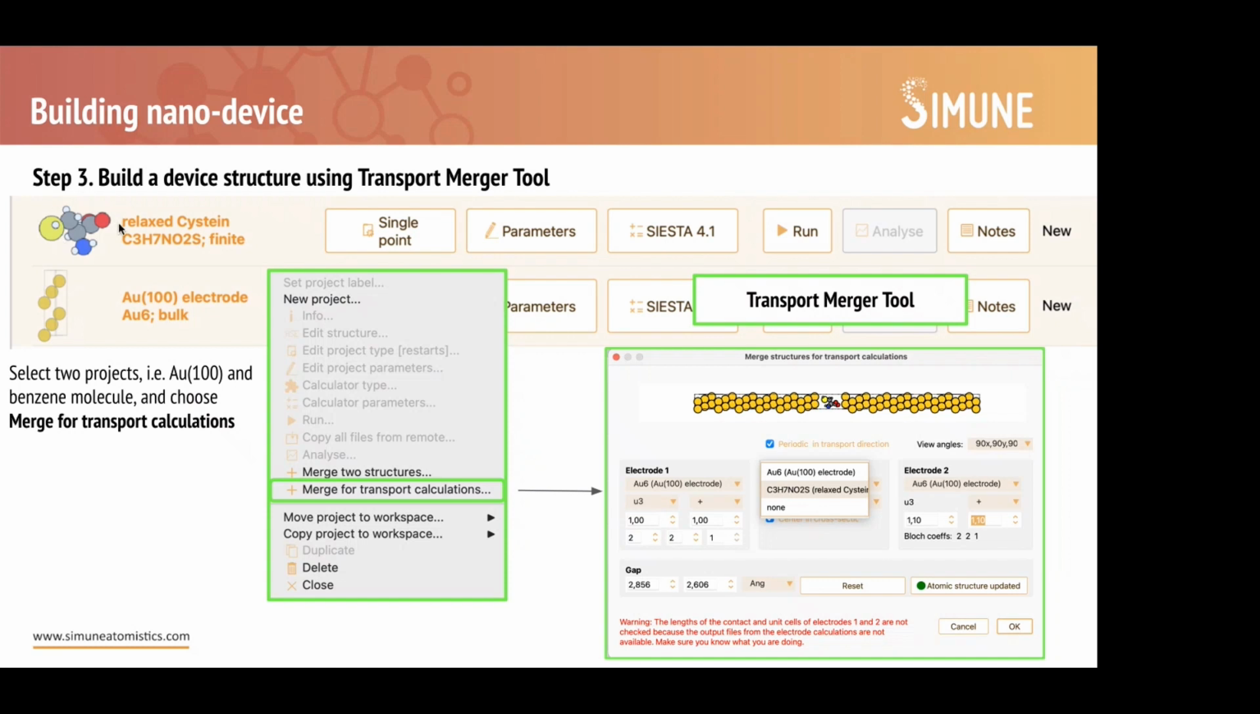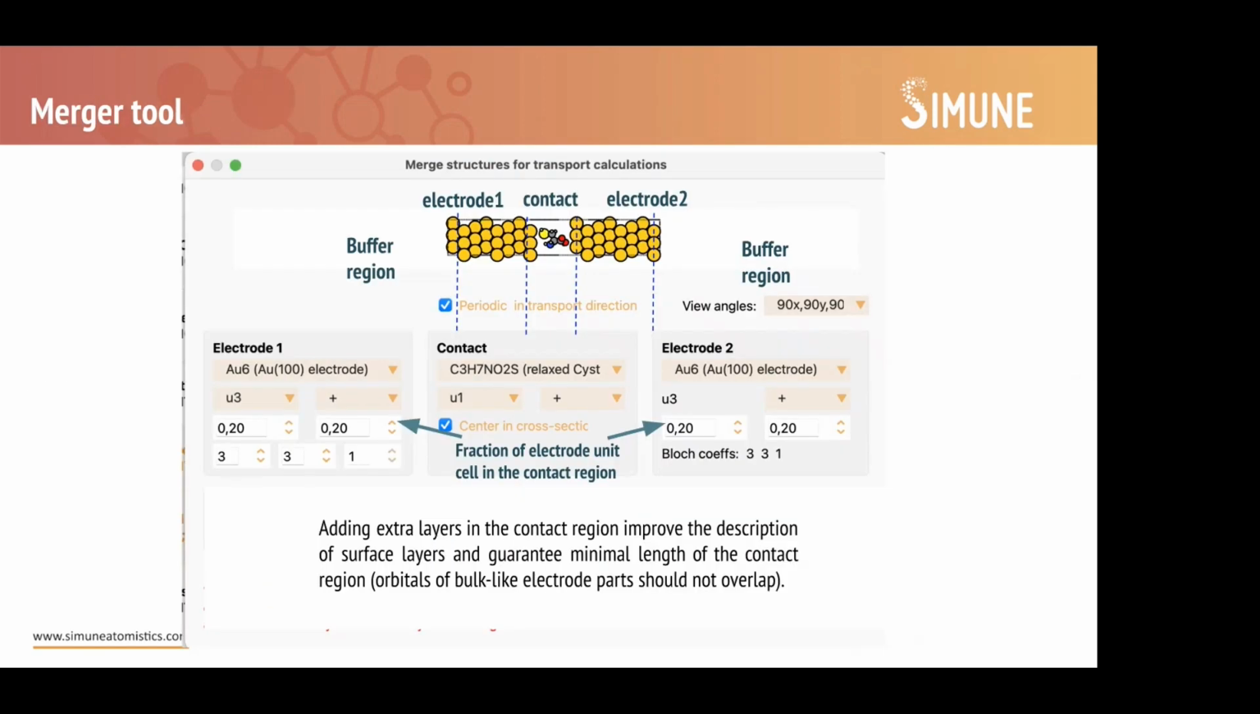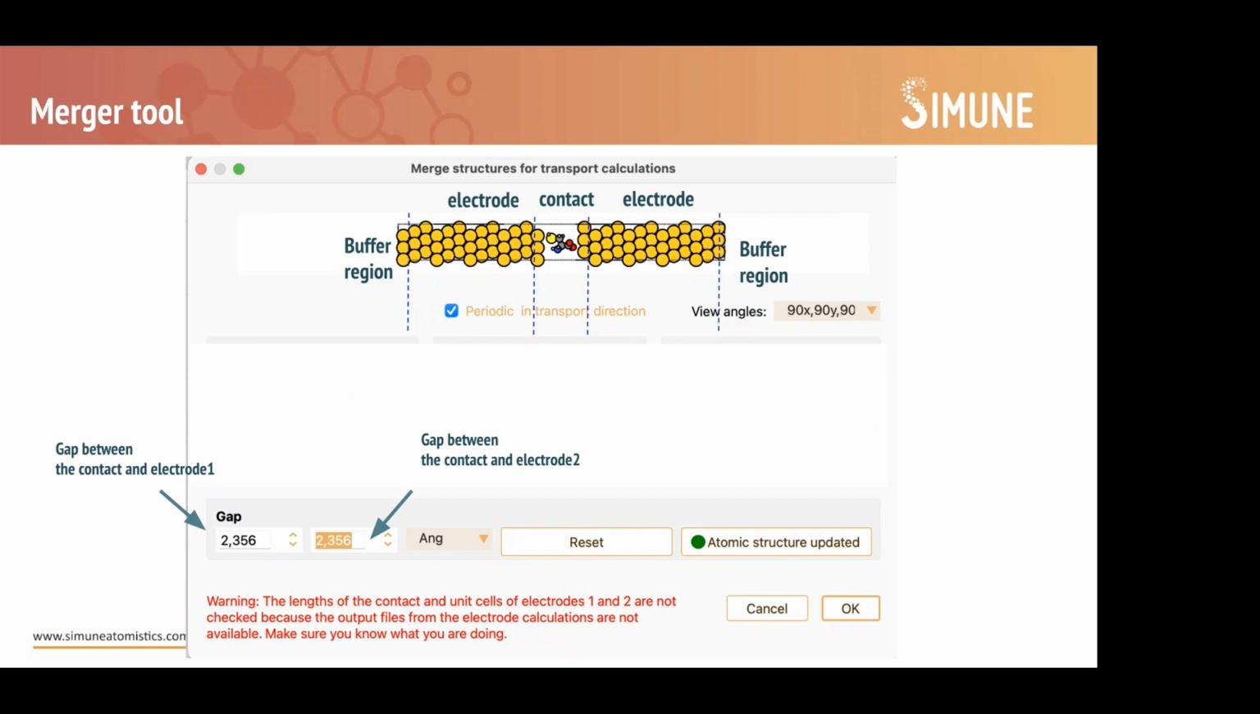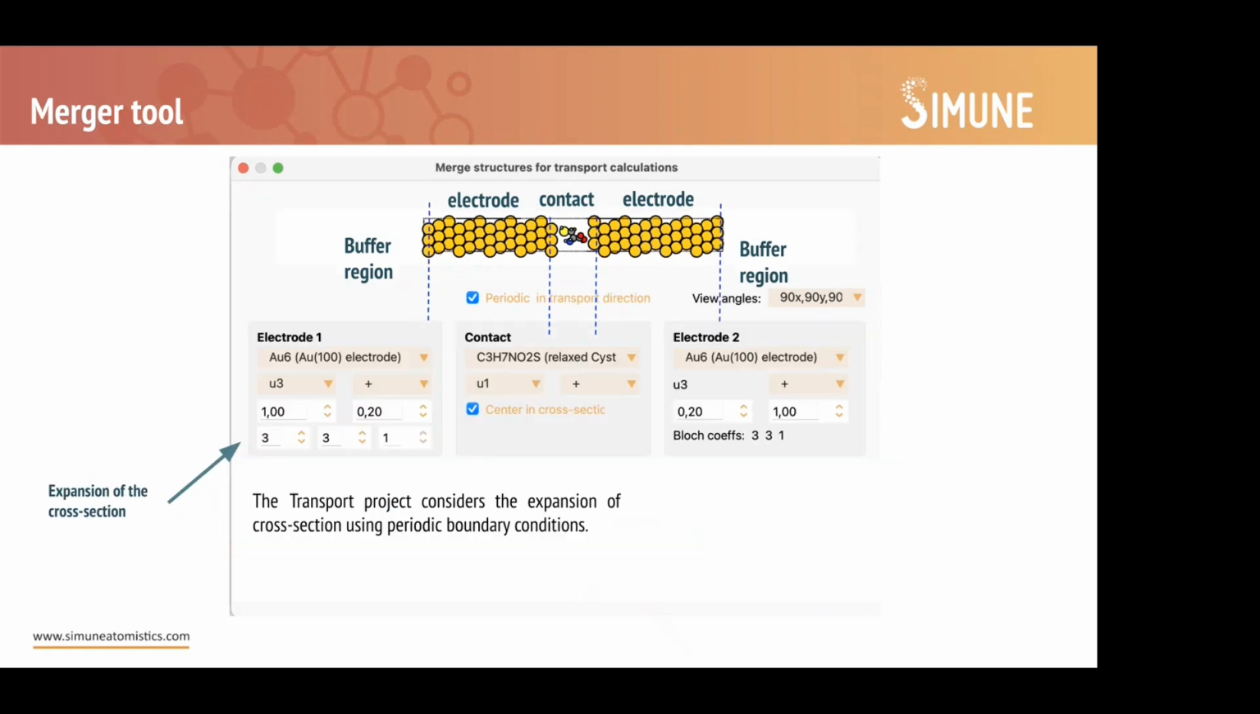So I have a small biological molecule, cysteine, placed between two gold electrodes. Essentially, I'm following the same steps, merging two structures for the transport calculations. I'm setting parameters like buffer and contact region, which have already been explained. I use a little bit larger system. It's not just a one-dimensional sodium chain, but essentially a 3x3 cross-section, which is a bit larger and is closer to the real systems.